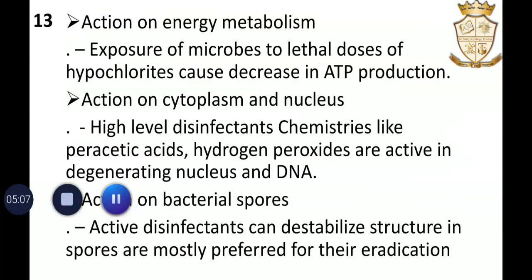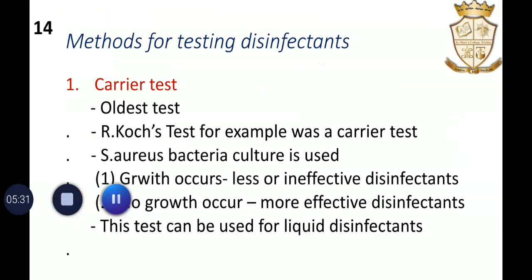Next is action on the cytoplasm and nucleus. High levels of disinfectant chemistries like peracetic acid and hydrogen peroxide are active in degenerating the nucleus and DNA. Next, action on bacterial spores. Active disinfectants can destabilize the structure in spores and are mostly preferred for their eradication. Another topic is methods for testing disinfectants.